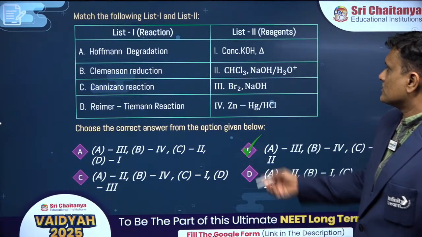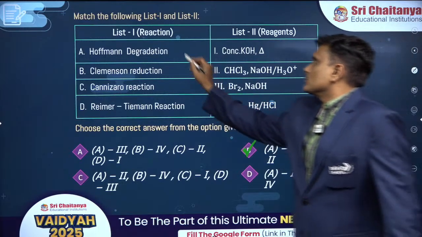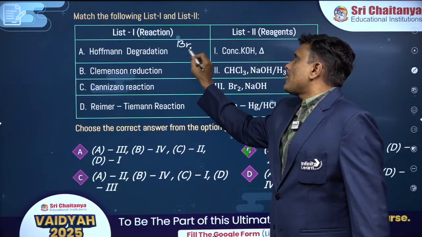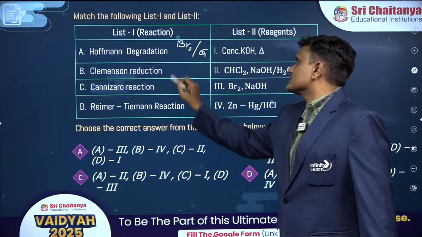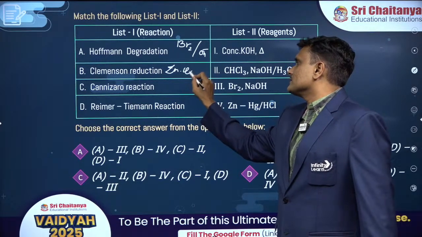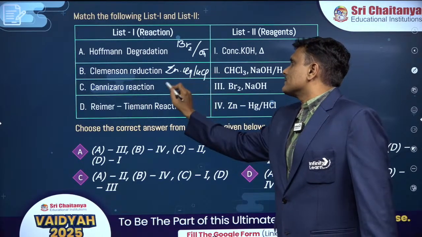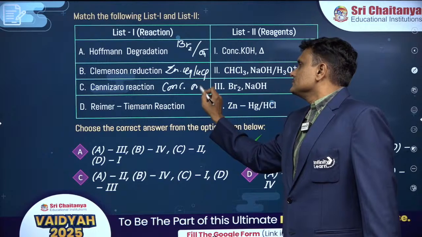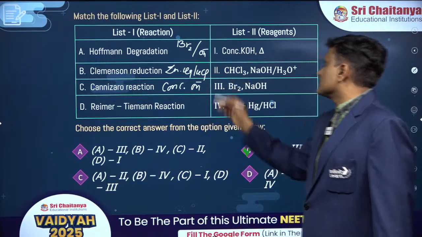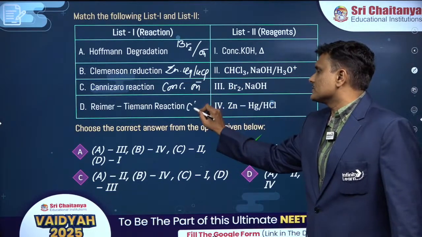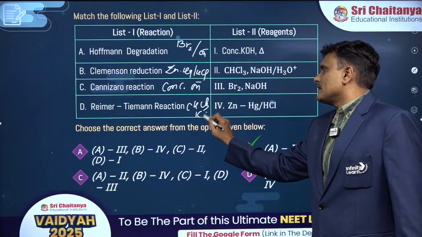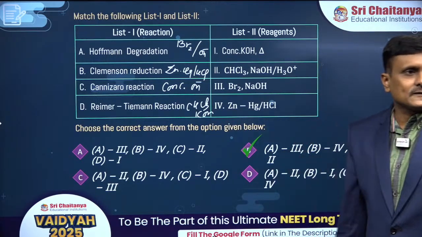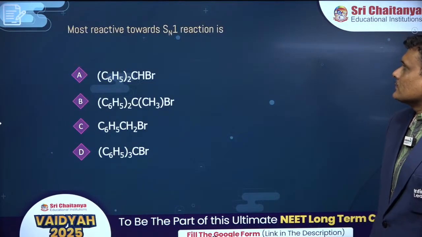Now listen, just a reagent based question. Hofmann degradation, you know that, right? Bromine in presence of cold base. Clemmensen reduction, you know, zinc amalgam and HCl. Cannizzaro is a concentrated base. Reimer-Tiemann is, you know, simple chloroform and NaOH. So this set is asked. Popular reactions are repeated.